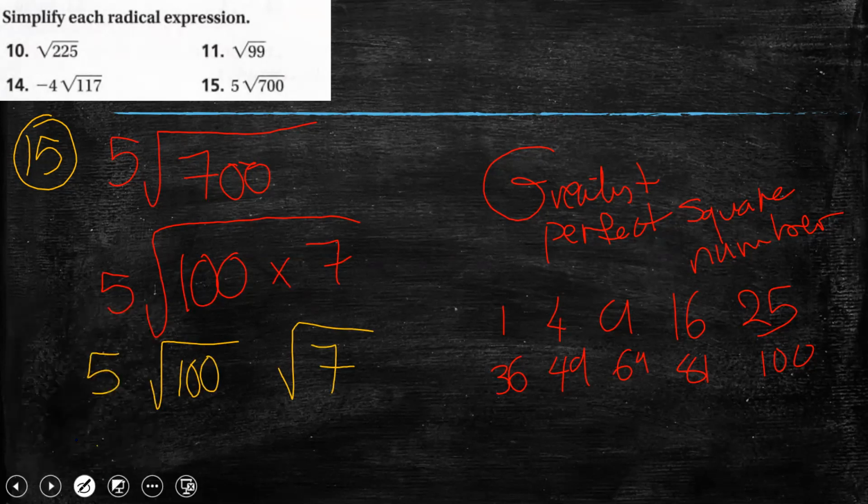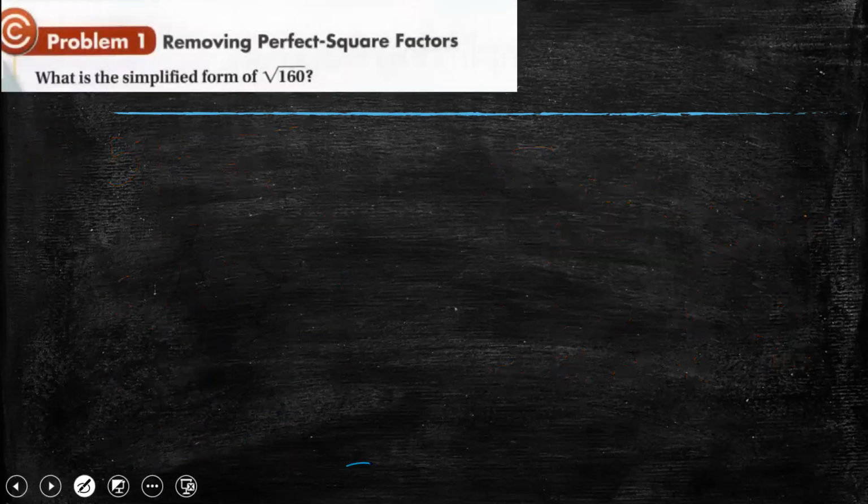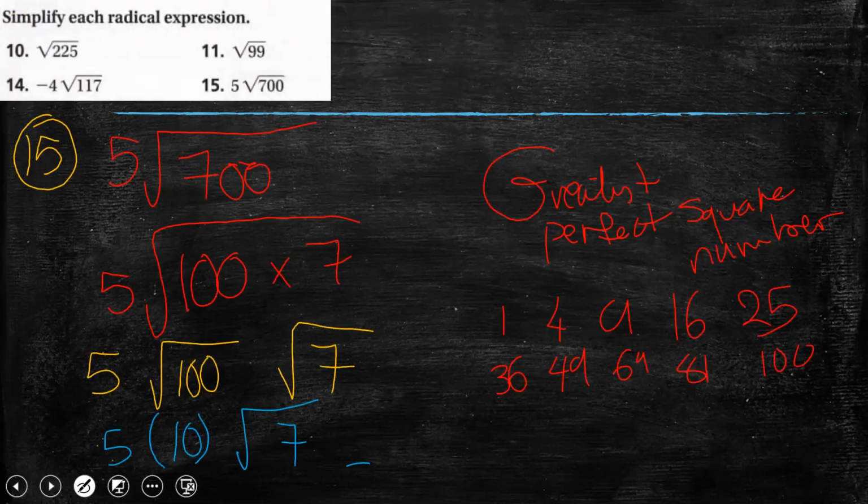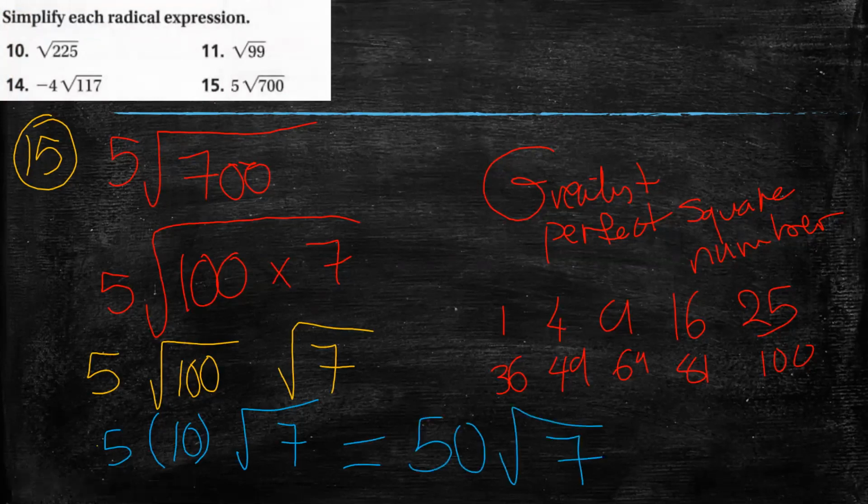Then I will continue now. 5. What is the square root of 100? 10. Times square root of 7. So the final answer here will be 5 times 10, 50, square root of 7.